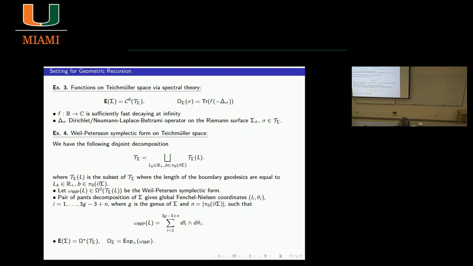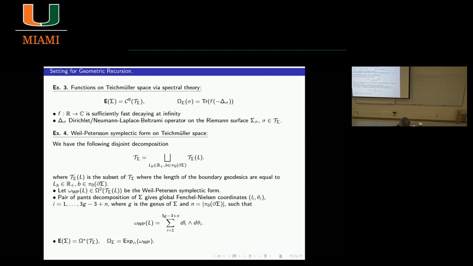And what it is, well, a nice way to write it is to choose a pair of pants decomposition of the surface. That gives you Fenchel-Nielsen coordinates on the surface. So the first coordinates are the length of the curves, and the second coordinates are the twist parameters with respect to these curves. And so if you just define this standard symplectic form in these coordinates, then actually that turns out to be mapping class group invariant and a well-defined global symplectic form on this Teichmüller space here where you fix the length.